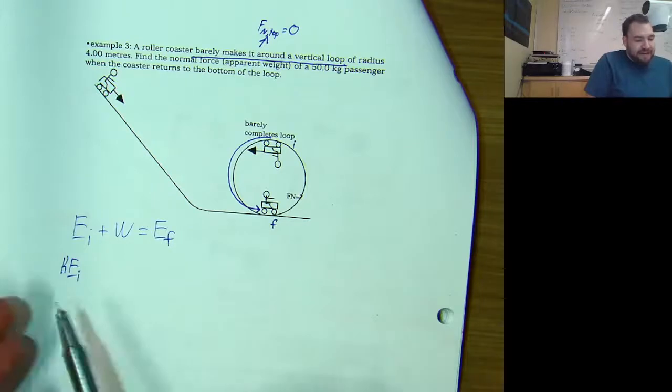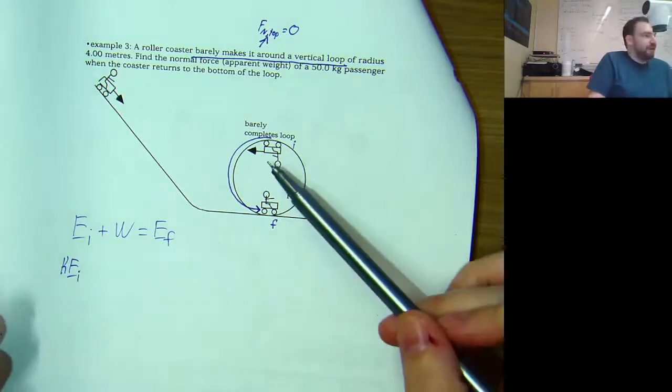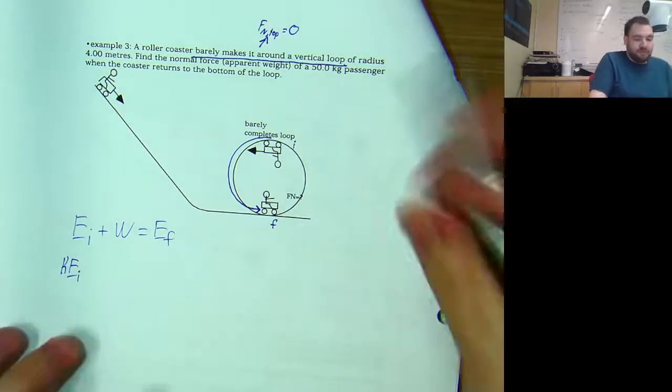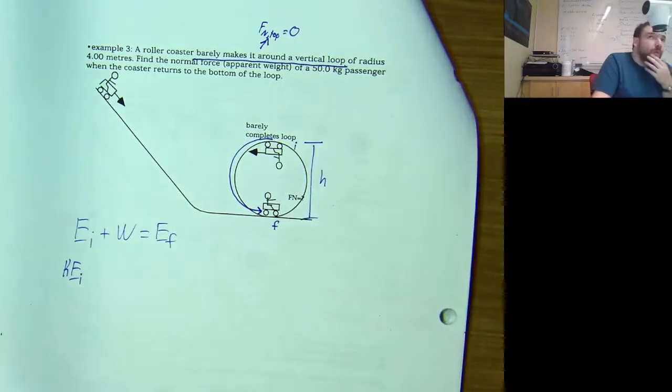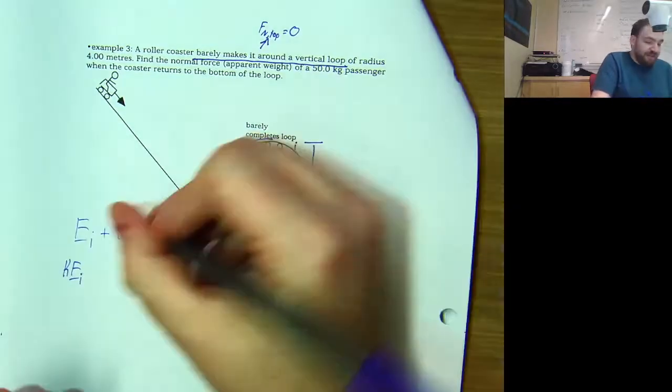So we've got kinetic energy initial. This thing's above the ground. Let's call this thing the height. So we've also got potential energy at the beginning.